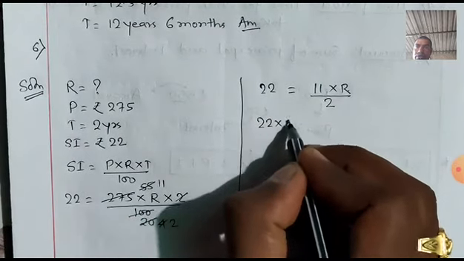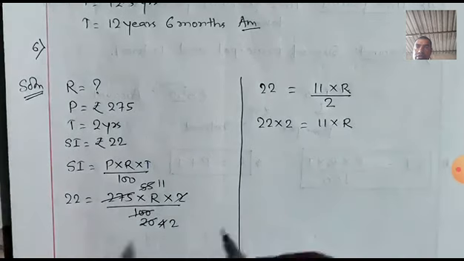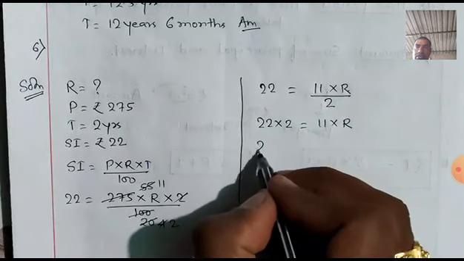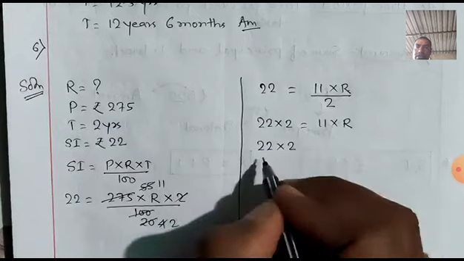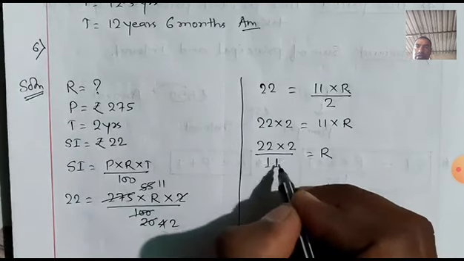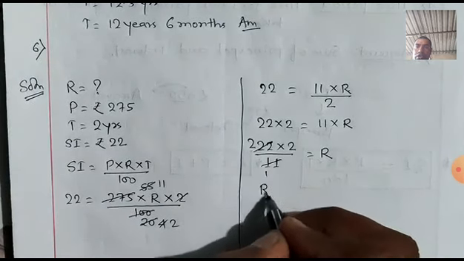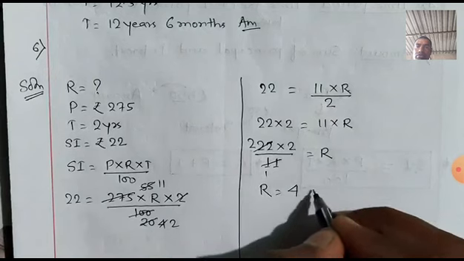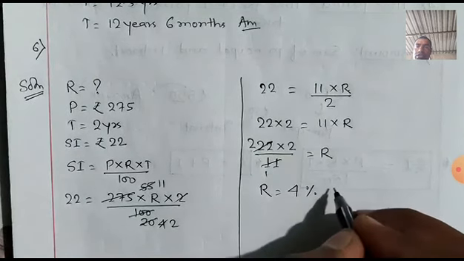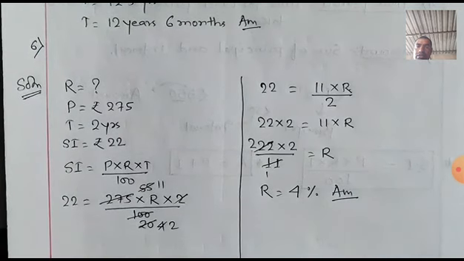So 22 into 2 is equal to 11R. You can add one step: 11 will come to this side, so it becomes divide. So 22 into 2 upon 11 is equal to R. So 11 1 the 11, 2 the 2, into 2 is 4. So R is equal to 4%. So what is the rate percent? It is 4%. This is your answer.